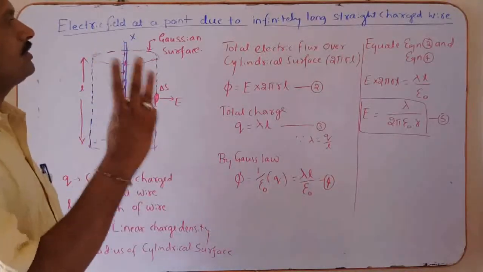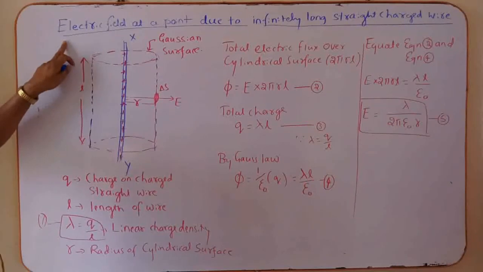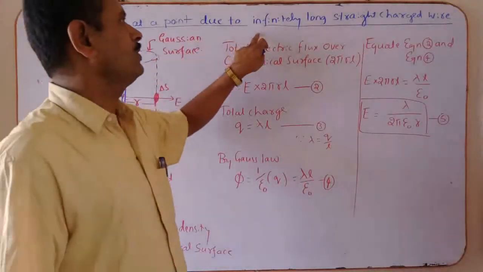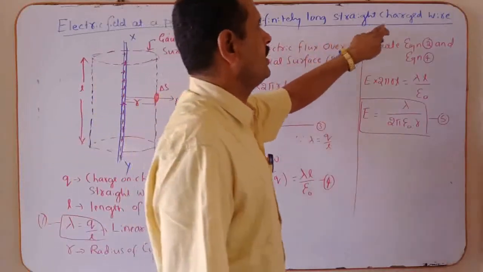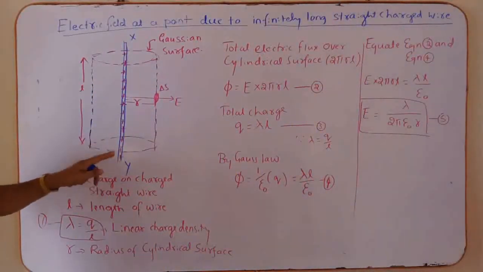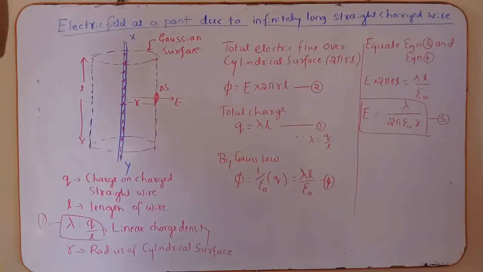Now there are three important derivations. Out of the three derivations, this is the first one. Obtain the expression for the electric field at a point due to an infinitely long straight charged wire. See here in the diagram, XY is the charged wire. It is infinitely long.